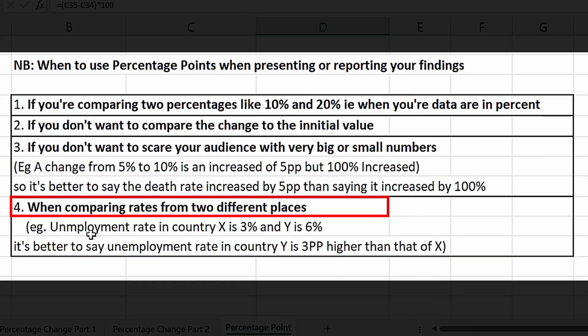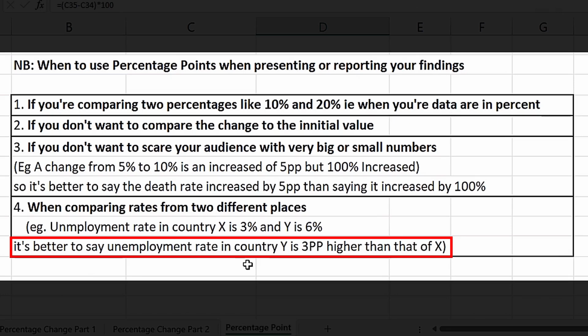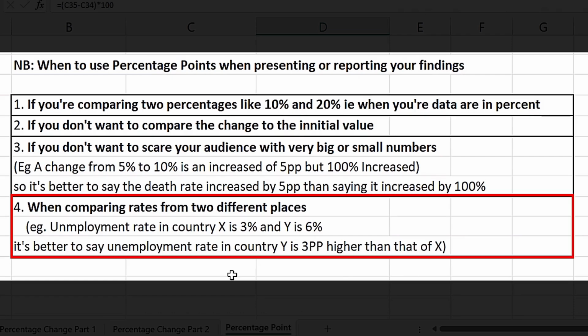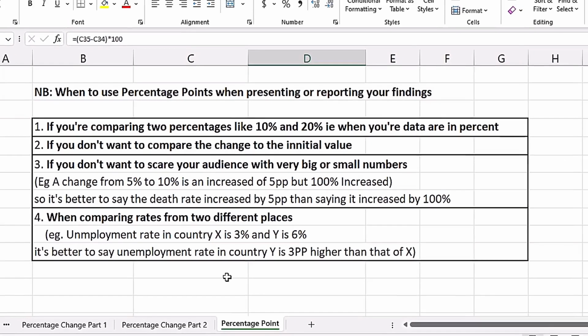Then lastly, when you're comparing rates from two different places, you can also use percentage points. For example, unemployment rate in country X is 3% and in country Y is 6%. So it's better to say unemployment rate in country Y is 3 percentage points higher than that of country X. So using percentage points in this particular case may make more sense than using percentage change.